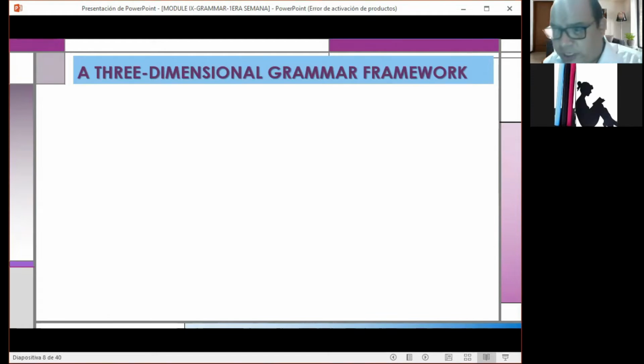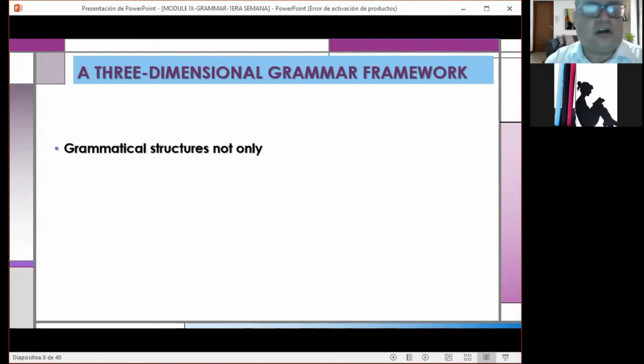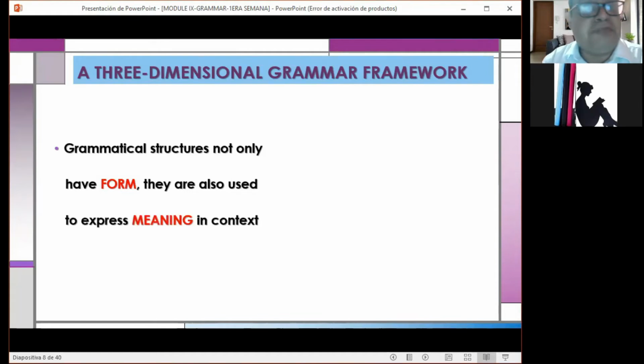Going back to what Elia wrote in the chat, accuracy in other words is the correct use of tenses, verb forms, among others. Yeah, so how effectively you use these patterns, these structures. All right, let's see the three dimensions. Grammatical structures not only have form, they are also used to express meaning in context and appropriate use. Notice here in this paragraph, we have the three dimensions of grammar.